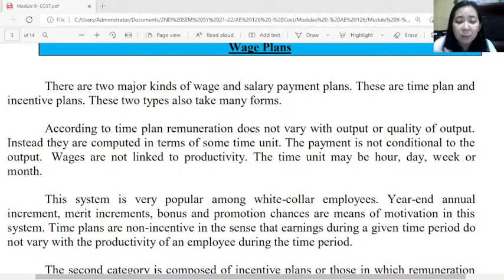So by the way, when we say white collar employees, these are the professional, desk, managerial, and administrative related works. Okay, so in this case, they are also required to produce some output, but that is not the main reason or measure for providing their salaries.